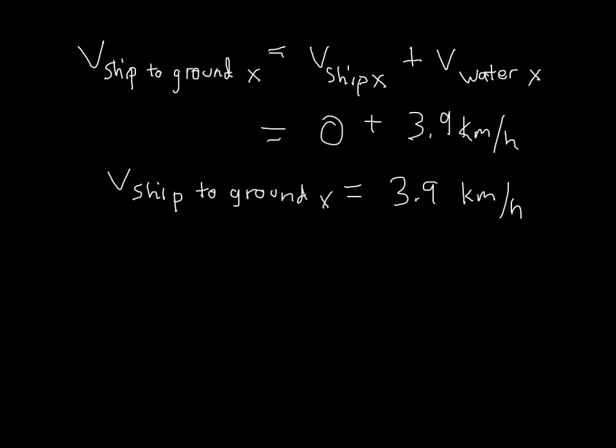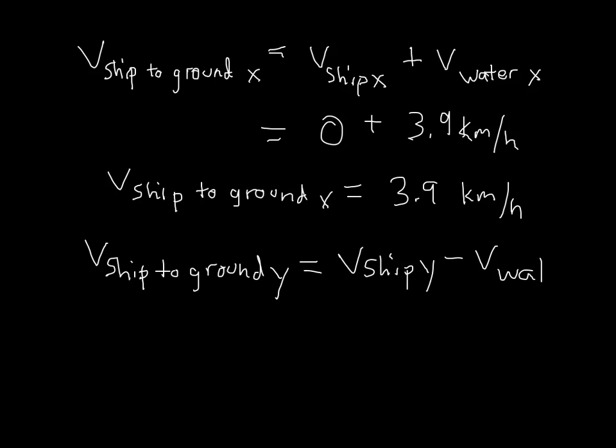How about velocity of the ship relative to the ground in the y direction? It's going to be v ship y minus v water y. What's the velocity of the ship in the y direction? 16 kilometers per hour. What's the velocity of the water in the y direction?